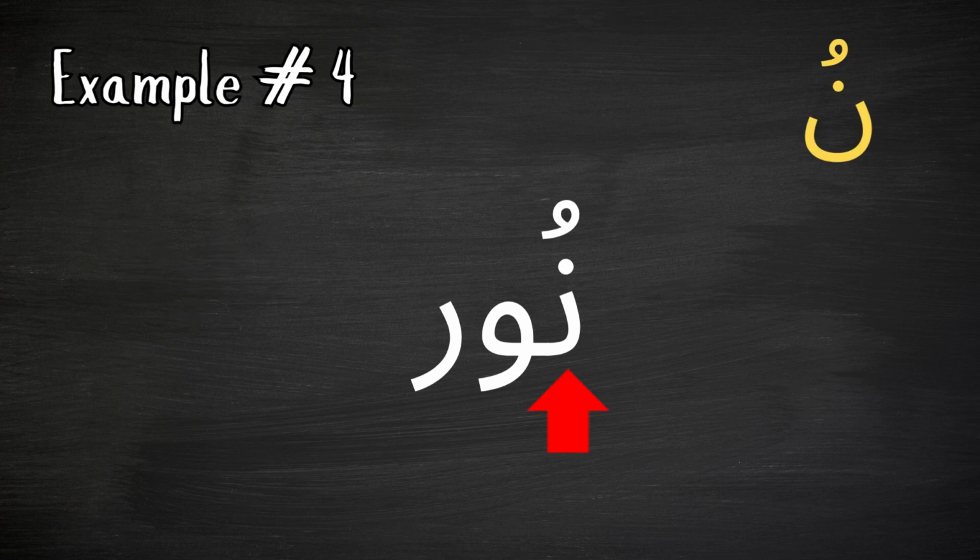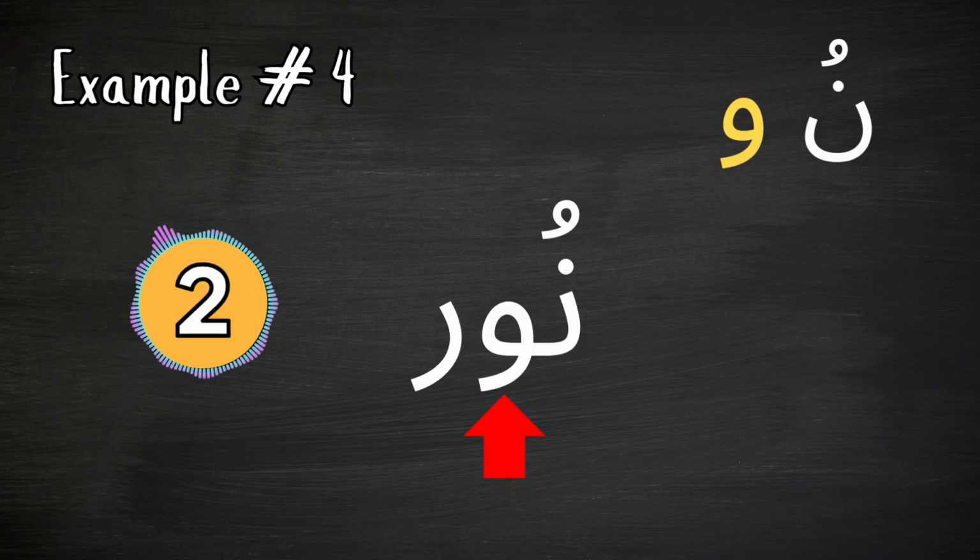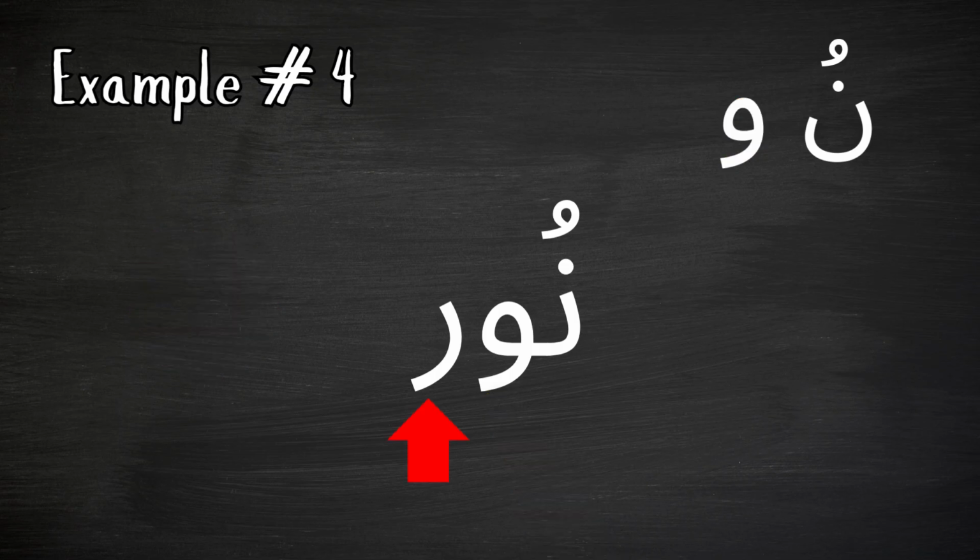Example 4. Noor, meaning light. First letter Nu. Round your lips. It is a short sound Nu. Then comes long vowel Wow. Stress the sound and hold it for 2 beats. Nu. Then the final letter is written without a vowel mark, so we keep it still.